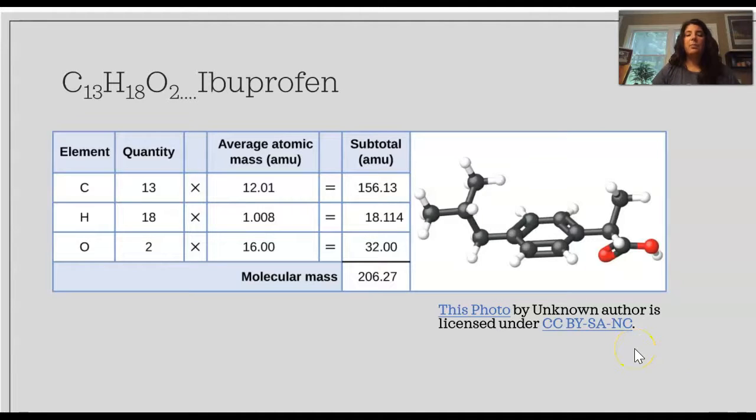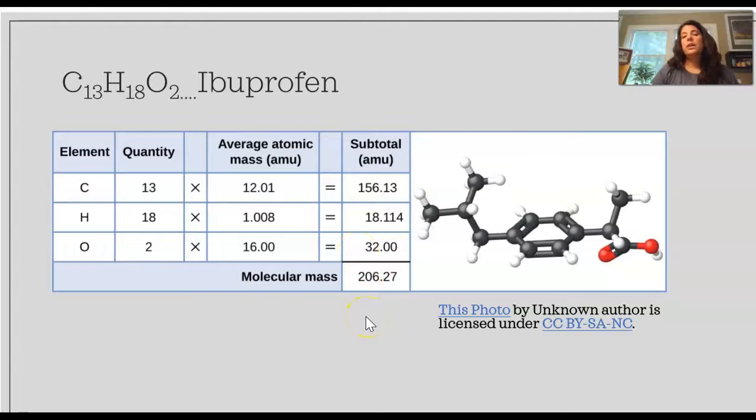So ibuprofen is C13H18O2. So there's 13 carbons, 18 hydrogens, and 2 oxygens. And we kind of started this process in the previous weeks when we looked at, okay, let's make this table here. We have 13 carbons, right? And we know the atomic mass unit of carbon is 12.1. We get that from the periodic table. And so we would multiply 12.1 by 13, and we would get 156.13 AMUs of carbon. Right? And so that's how we figure out how much hydrogen is in there, how much oxygen is in there.